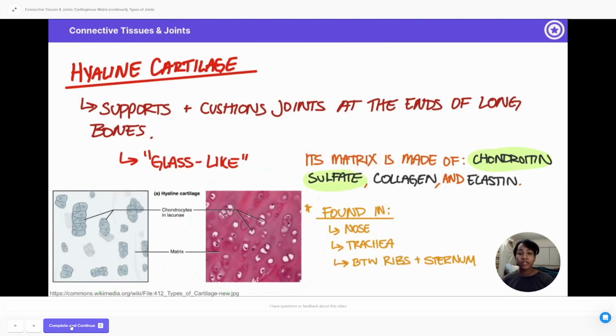And hyaline cartilage, aside from what we know about the bones in our joints, is also found in the nose, so the cartilage that gives your nose its shape, as well as in your trachea and the area between your ribs and sternum. So it helps to cushion those bones there as well.